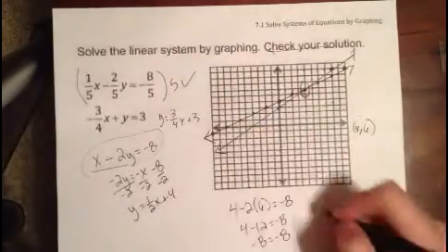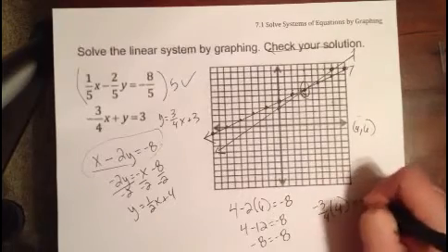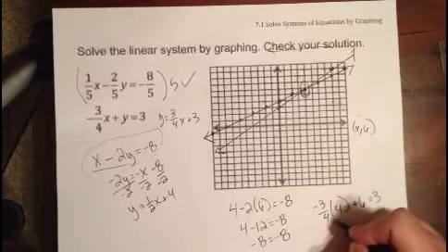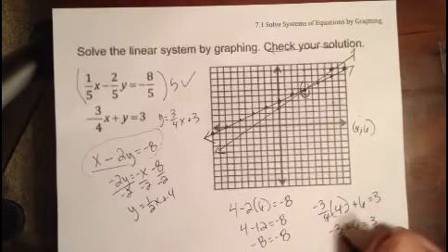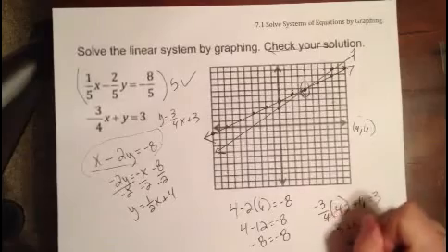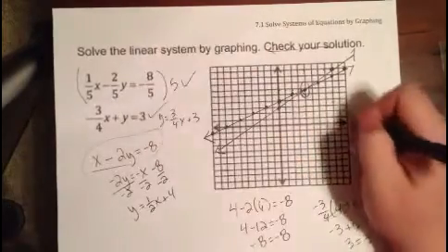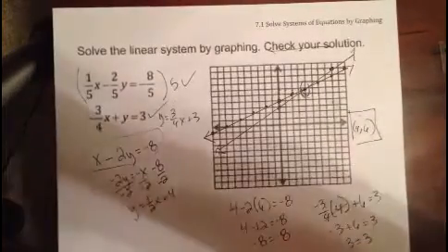Now let's try this one. Negative 3/4 times 4 plus 6 should equal 3. Well, negative 3/4 times 4 is just negative 3, plus 6 should equal 3. Negative 3 plus 6 is 3. 3 does equal 3, so it checks out in that one. So our solution here is 4, 6.